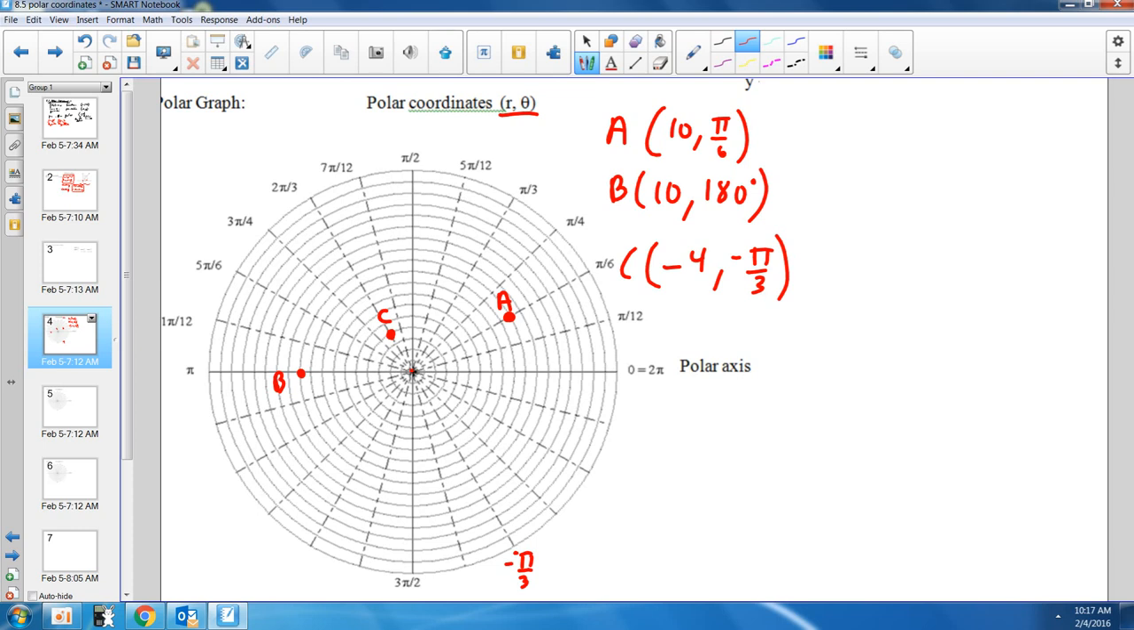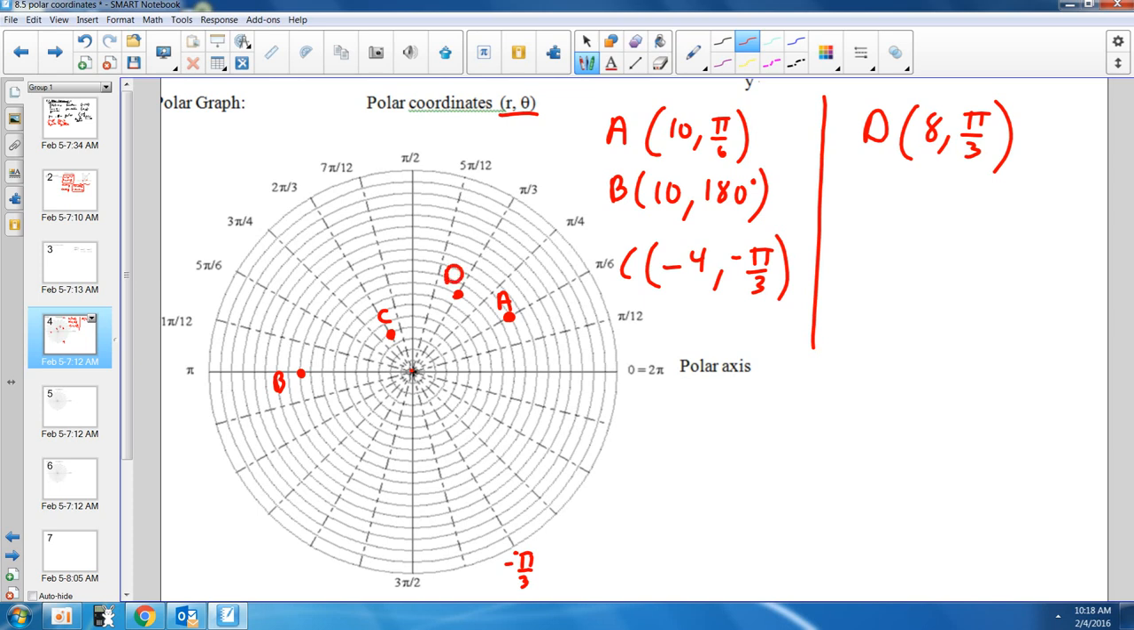The second part of the homework is they're going to say, all right, I'm going to give you a point. And let's say the point is D, which is 8, pi over 3. Okay, that's not too bad. I'm going to go to pi over 3, and I'm going to go to 8, which is 2 in from 10, and that should be right here, which is point D.